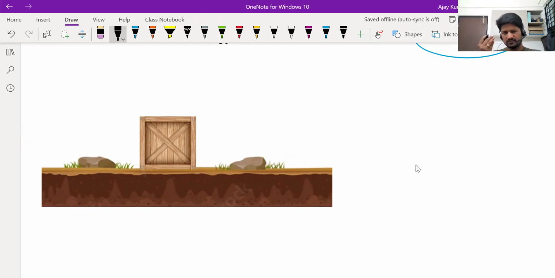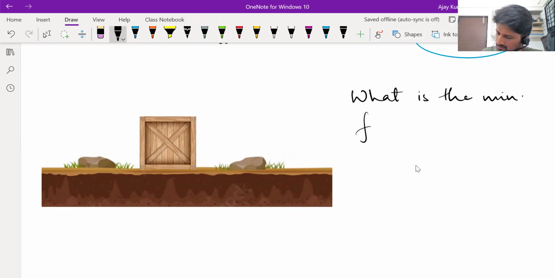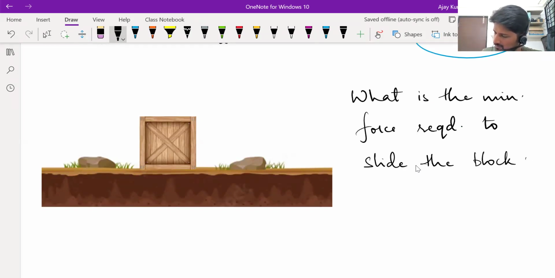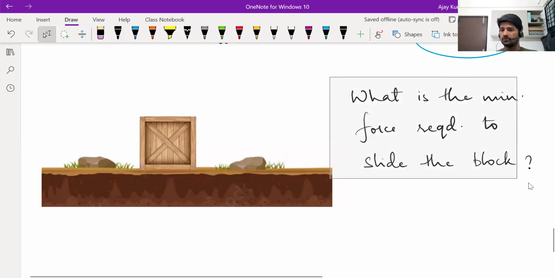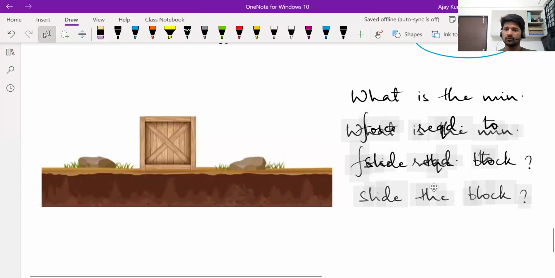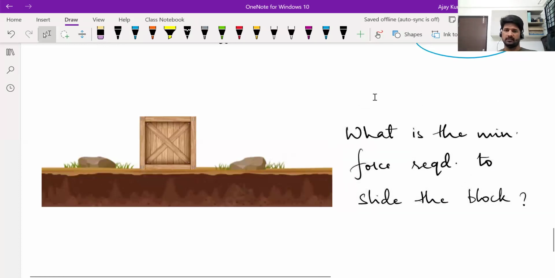So it's like a general question. What is the minimum force required to slide the block? If they ask you a question like this without specifying how the force is to be applied, then it is up to you to consider all possibilities.